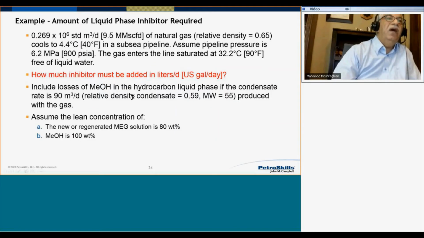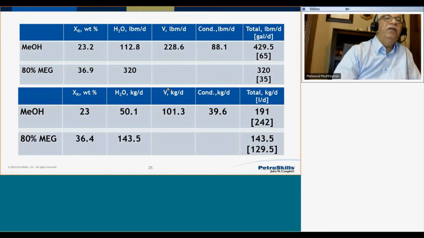So now let's see how much inhibitor must be added in liters per day or US gallons per day for the same case study of the subsea pipeline. As I mentioned, there are different methods. I give the calculation result to save some time. I'm just showing the result of calculation, which I did with GCAP, a Petrosky Cameron in-house simulation program. It's not actually simulation, it's just a calculator for the facility-type engineering need.